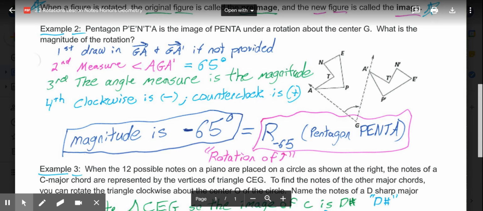So however many degrees your rotation measures, that is the magnitude. And then you just have to decide if it's negative or positive. Now, they gave us the image over here.